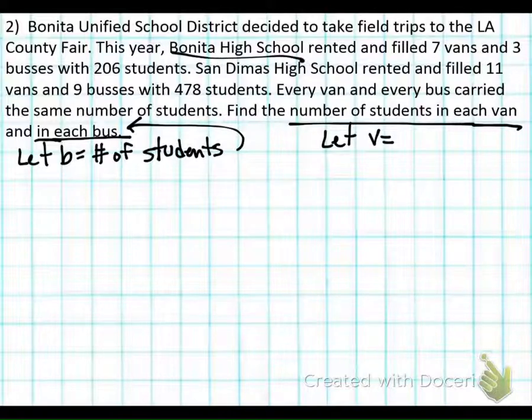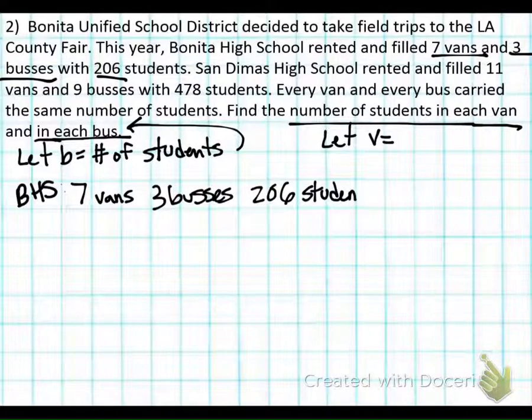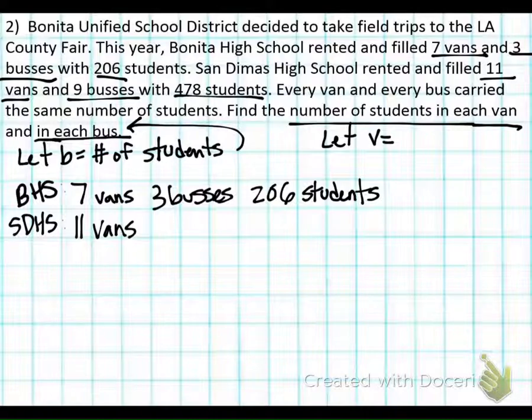I see that Bonita High School had 7 vans and 3 buses with 206 students. So let's summarize that for Bonita High School. There's 7 vans, 3 buses, and 206 students total. Okay, then for San Dimas High School, there are 11 vans and 9 buses with 478 students.